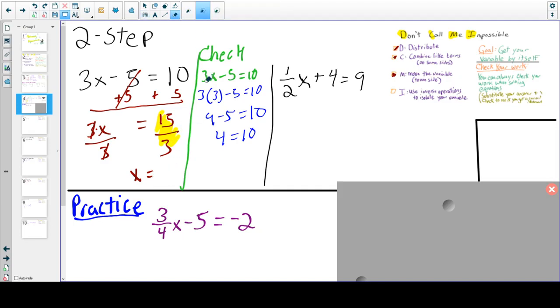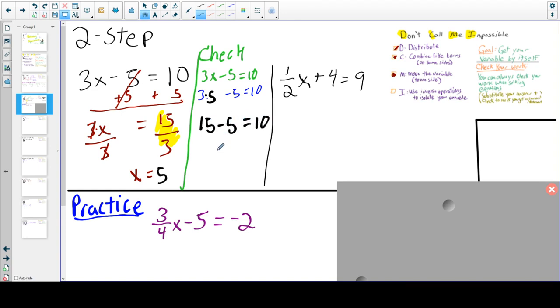It's not 3. 15 divided by 3 is actually 5. So you see how I was able to check my work and then saw that it was wrong, and now I can go back? So now let's try. What's 5 times 3? 15.